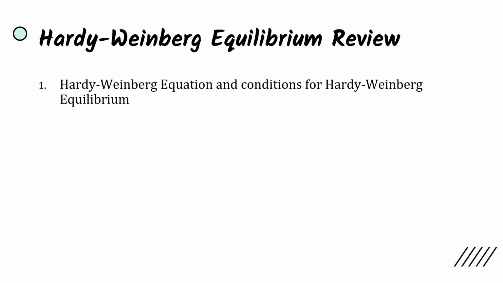Essentially, no evolution is happening, no genetic drift, no gene flow, no sexual selection, no natural selection, and no mutations. And Hardy-Weinberg equation, p plus q, so our dominant plus recessive allele frequency is equal to 1, and p squared plus 2pq plus q squared, our genotype frequencies also add up to 1.